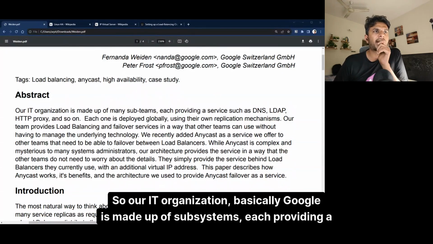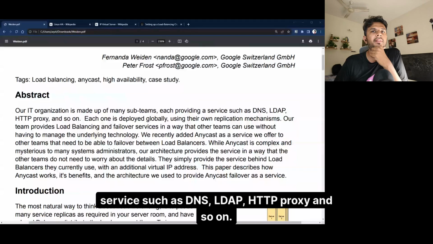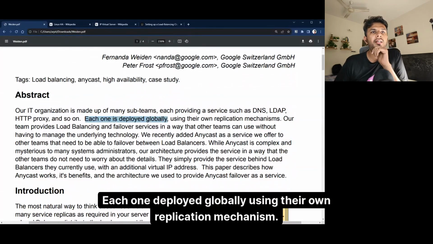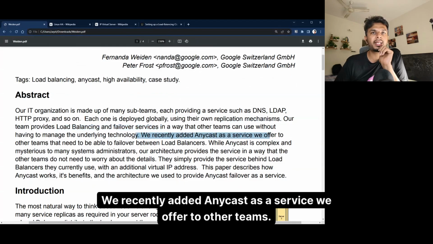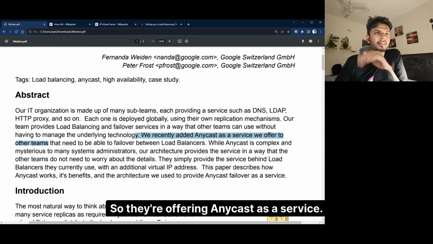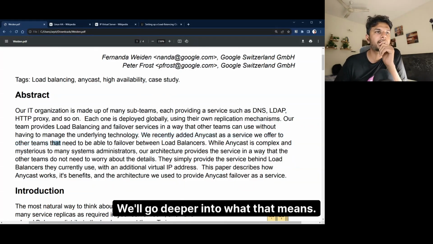So our IT organization, basically Google, is made up of subsystems, each providing a service such as DNS, LDAP, HTTP proxy, and so on. Each one deployed globally using their own replication mechanism. Team provides load balancing and failover services. We recently added Anycast as a service we offer to other teams. So they're offering Anycast as a service. We'll go deeper into what that means.